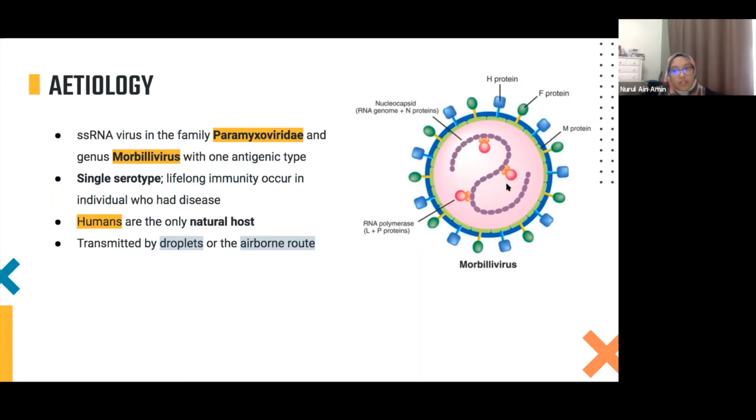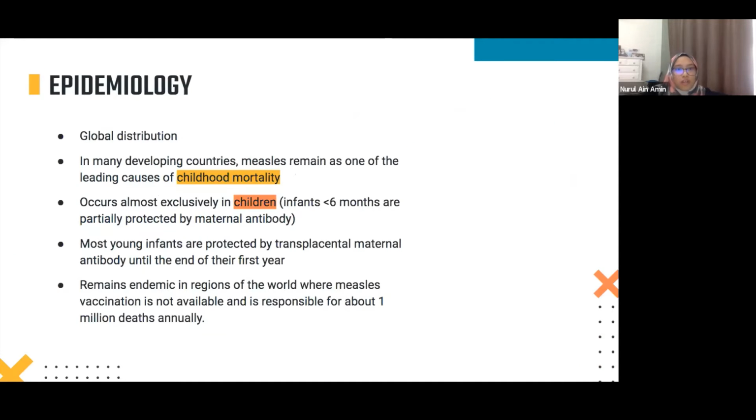So the transmission is through the respiratory tract or conjunctiva, and it is highly communicable from 4 days before the rash up to 4 days after its onset. As for the epidemiology, it has a global distribution, where the incidence has reduced with the introduction of immunization. However, in some countries or places the incidence has increased due to the increased number of unvaccinated people.